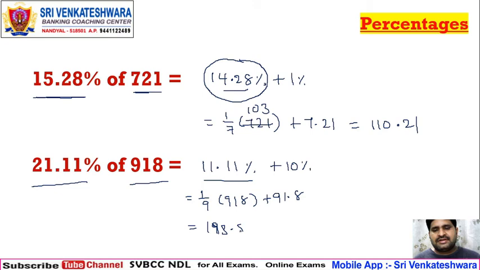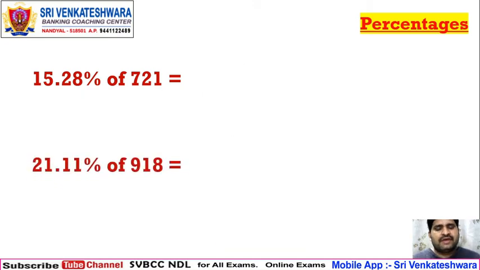So simply, that is how you take the fractions here, how you break it, as we did with 14.28% plus 1%, and you are done. Let's come to the part of how you break 21.11 percentage.